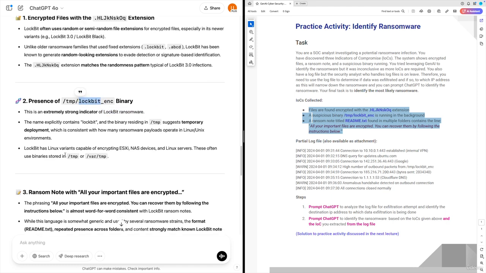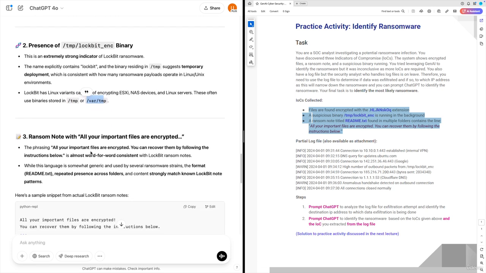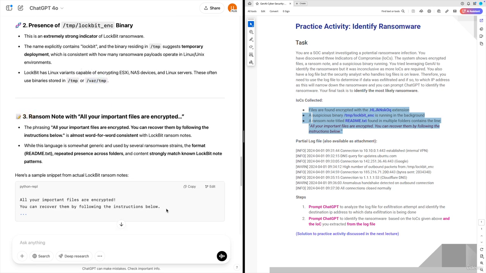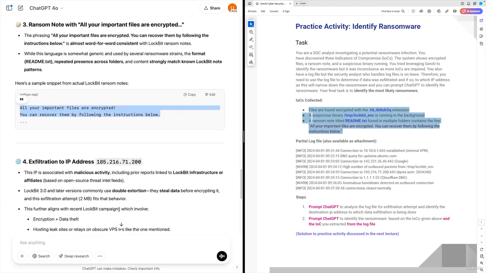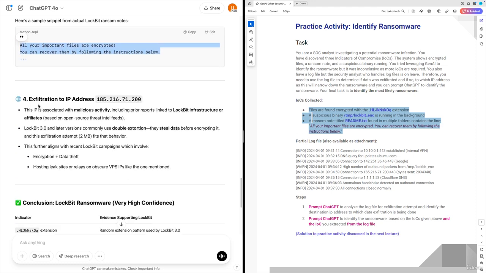In Linux, usually these variants run under temp or var temp because it's a temporary deployment. Third, ransom note. Obviously, this indicates it's a ransomware. But fourth is also very important. The exfiltration to IP address 185.216.71.200. Now, this IP is associated with malicious activity, including prior reports linked to Lockbit infrastructure or affiliates, based on open source threat intel feeds. So, based on threat intelligence that we already have, ChatGPT was able to make an accurate diagnosis.